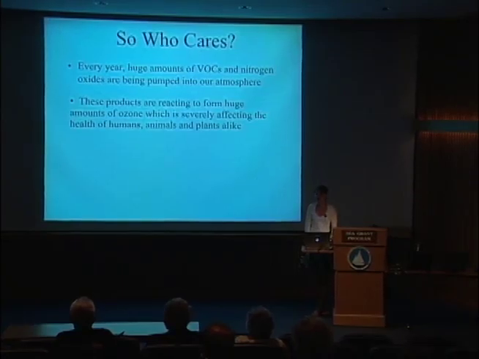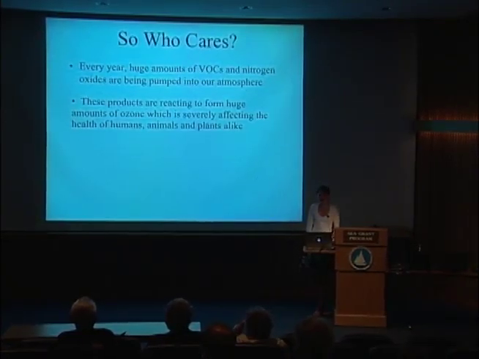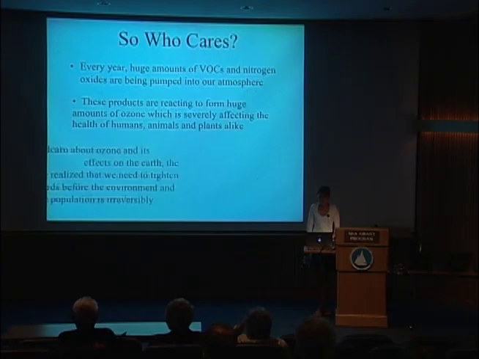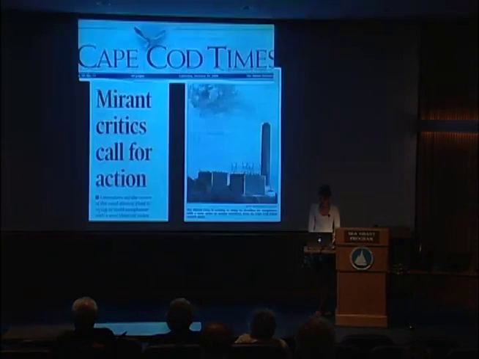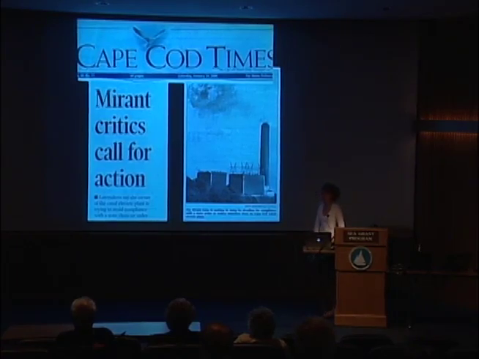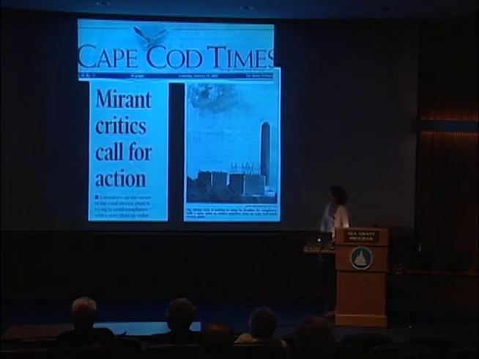So, who cares? Every year, huge amounts of volatile organic compounds and nitrogen oxides are being pumped into the atmosphere. And these are severely harming the health of humans, even though we may not realize it because there aren't immediate effects that we can tie in. The more we learn about how ozone is affecting the plants on the earth, we can start realizing how it's going to start affecting us.